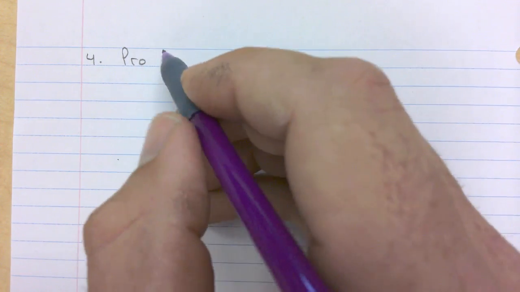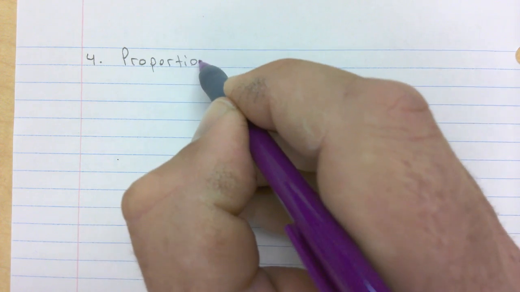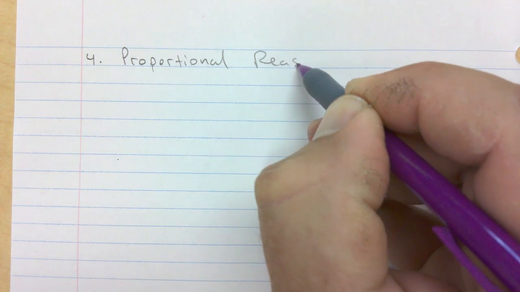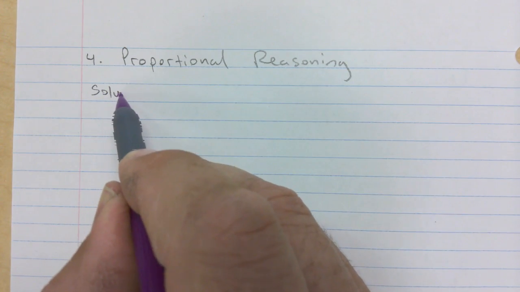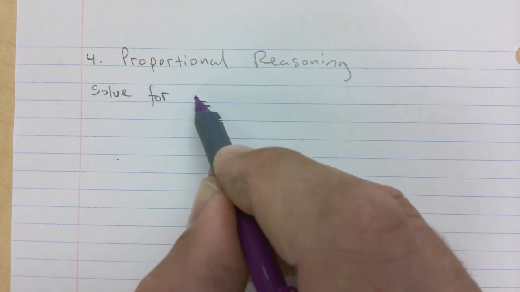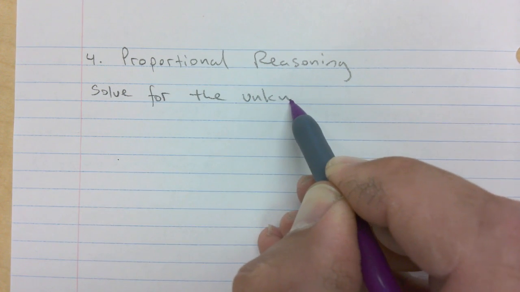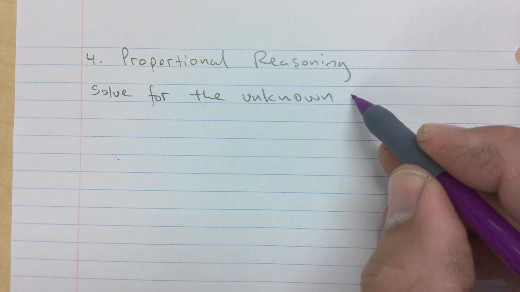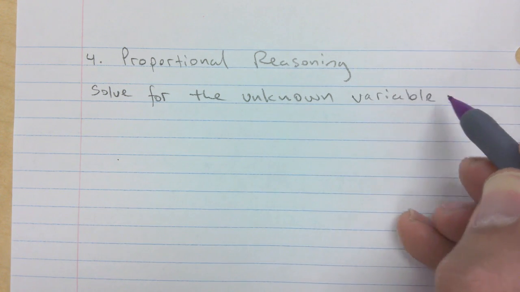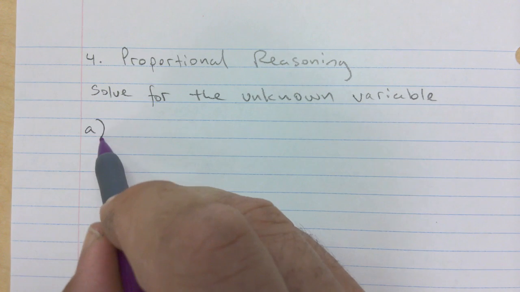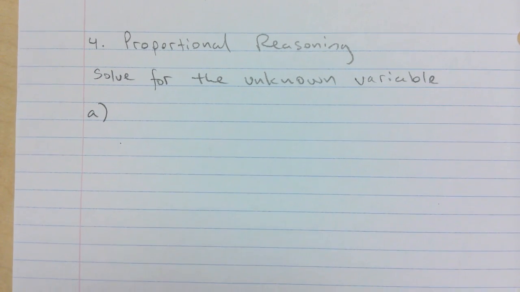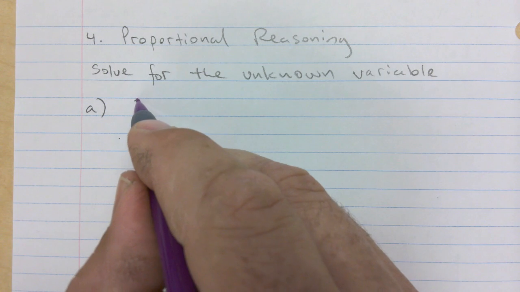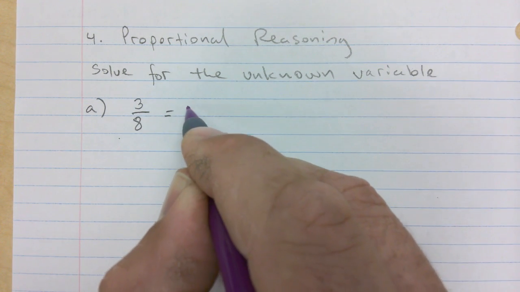All right, number 4 is probably some of your favorite. Proportional reasoning. I'm going to start nice and easy.